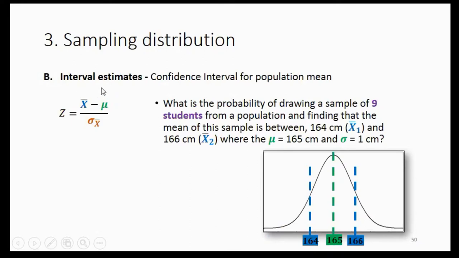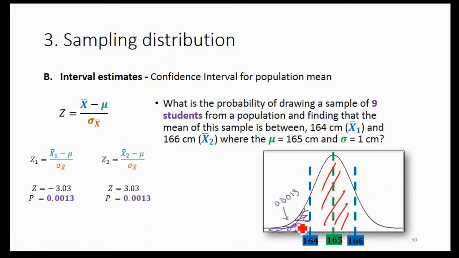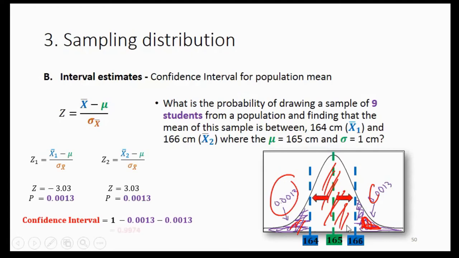Then for interval estimate, still the same formula, but you have to do it slightly differently. The question is the same, the only difference is this one. They want to find not what's the probability to get a sample larger than 164, but what is the probability to get a sample where the sample mean is between 164 and 166? So what they are interested in is this part. For calculation, you have to calculate separately. You have to calculate the probability of this side, and then the probability of this side. And then because the total is 1, you just use 1 minus this side, then you get this. Now you know what the probability is already. 99%. It's very high. Of course, because the population mean is 165, right?